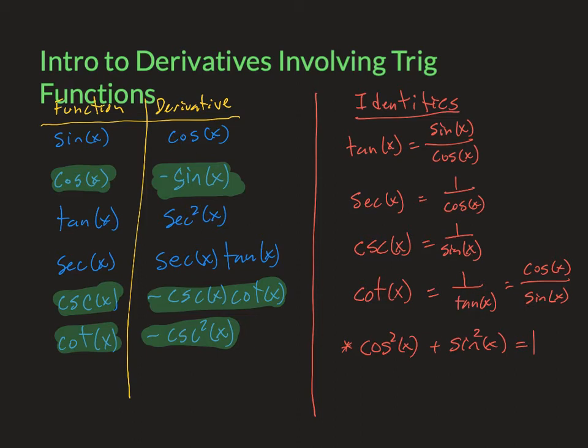You have a goldenrod packet that has a whole bunch of other trig identities, so keep that thing handy because you might need to refer to it as you're working through our problems. Let me just introduce you to a few examples that will be similar to the problems you're going to work on this first night, and then we'll go from there.